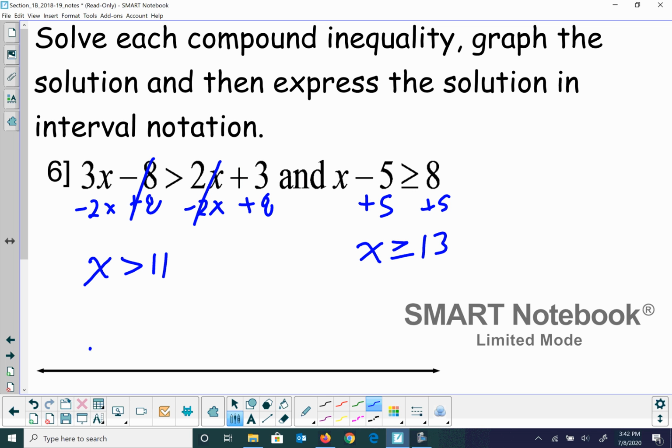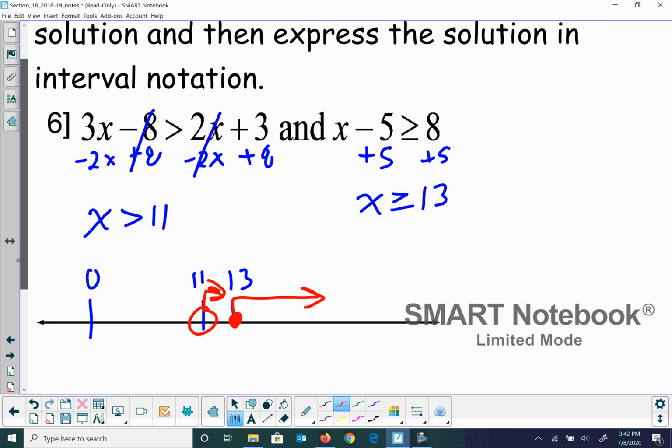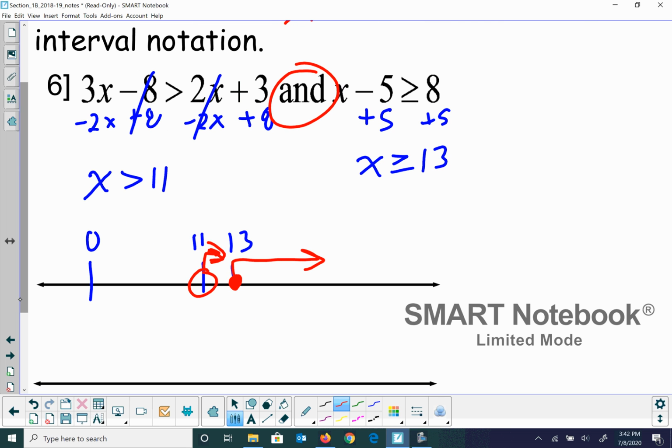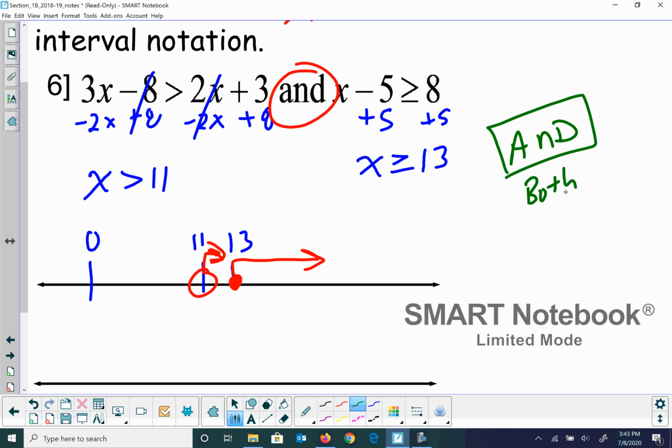All right, let's put this on a number line. So if I had 0 way down here and say 11 here and 13 here, I have an open dot going this way, and then I have a solid dot going this way. Okay, notice my arrows are going the same way. So there's a term in there, the word and. That means that if I were to plug a point in, it has to work on both. If me and my friend went to the store, both of us went to the store. If me or my friend went to the store, one of us or the other went. So the word and is going to be crucial in knowing how to do this.